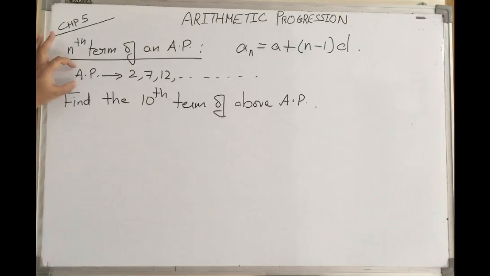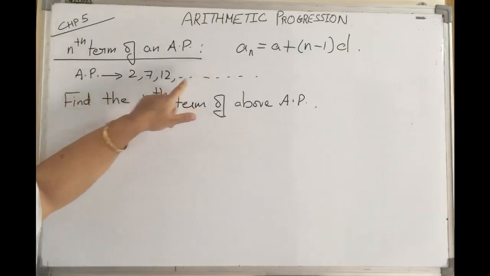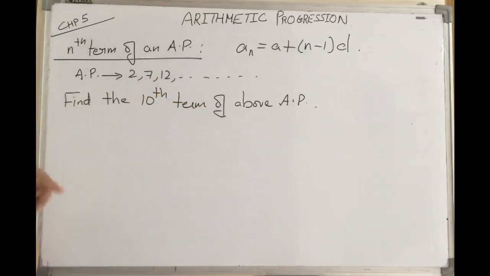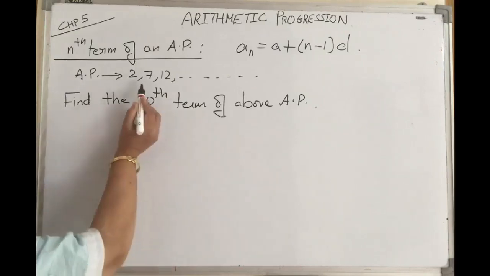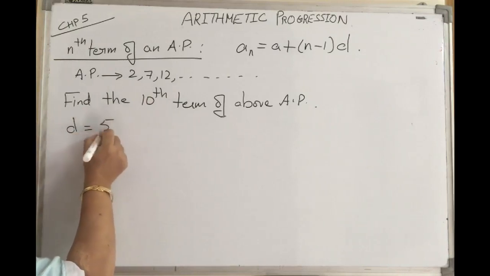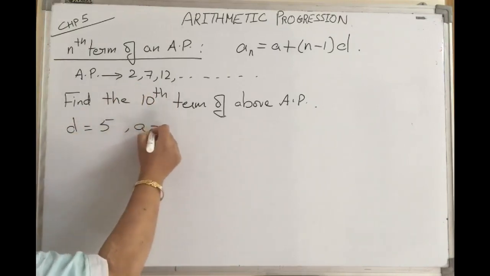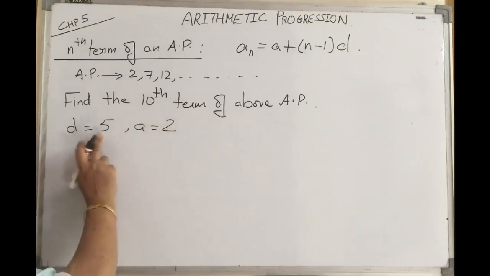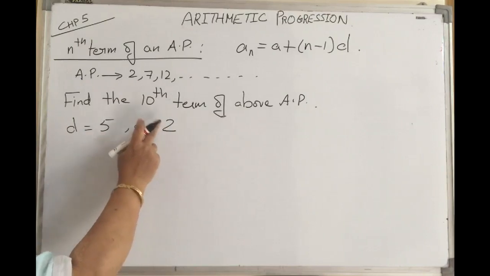Now let's have a look at the AP. It contains 2, 7, 12 and so on, an infinite AP. Now we find the common difference between any two consecutive terms. 7 minus 2, we are getting the common difference as 5. 12 minus 7, again 5. And the first term is 2. So d is 5 and the first term is 2.